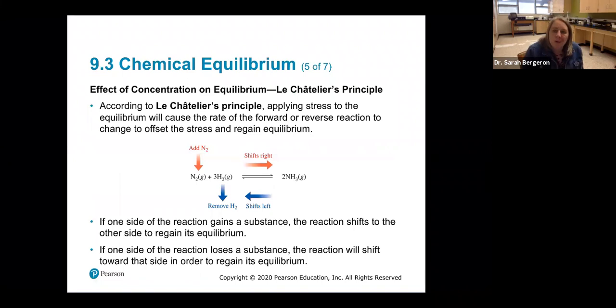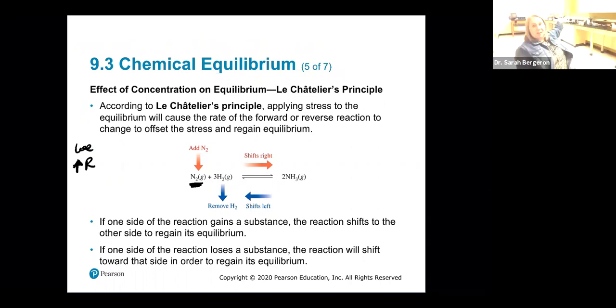So what happens when we change the environment that a reaction is in? We stress it. We call these things I'm about to explain to you Le Chatelier's principle, right? Sounds very fancy. If we apply a stress to the equilibrium, that's going to change the rate of the forward or the reverse reaction to basically offset what you've done and regain equilibrium. So let's say that we add a reactant. If we increase the concentration of reactant, the reaction is going to make an adjustment.